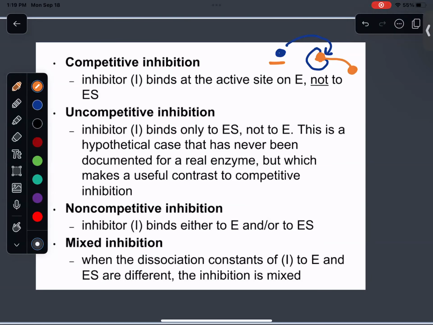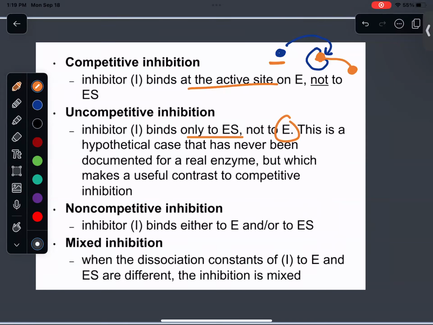I'm trying to really lock in the basics before we step into the harder material. So there's your competitive inhibitor right at the active site. Uncompetitive inhibition: here, the inhibitor binds only to the enzyme substrate complex and not to the enzyme.